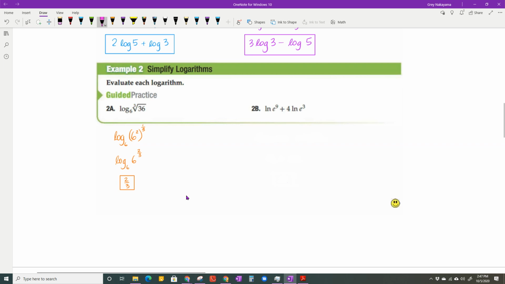We have ln of e to the 9th plus 4 times ln of e to the 3rd. So I can, in each case, move the exponent. So that 9 is going to go in front, and that 3 is going to go in front. So that means I'm going to have 9 ln e plus 3 times 4 ln e. Well, ln e, we've talked about that. When you see ln of e, that's composing inverses. So that's just 1, which means I'm going to have 9 plus 3 times 4, which is 12. And I'm going to have an answer of 21. And that's it.